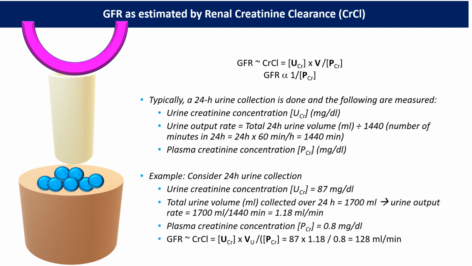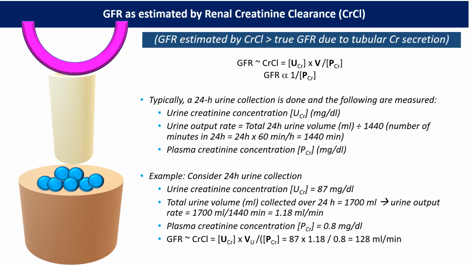Example: consider a 24-hour urine collection where urine creatinine concentration is 87 mg per deciliter. Total urine volume is 1,700 ml, which translates to a urine output rate of 1.18 ml per minute, and plasma creatinine concentration of 0.8 mg per deciliter. Our estimated GFR based on creatinine clearance is 87 times 1.18 divided by 0.8, or 128 ml per minute.